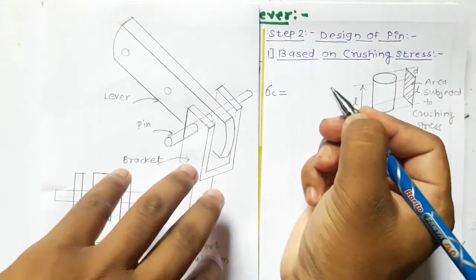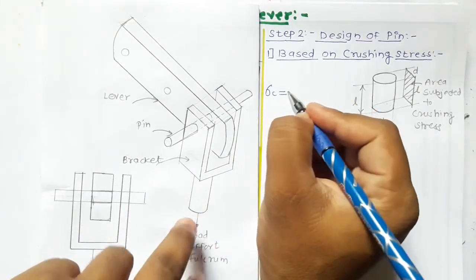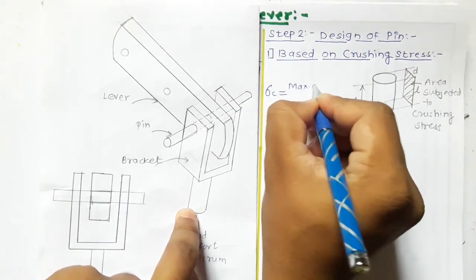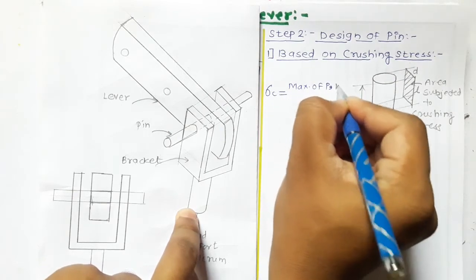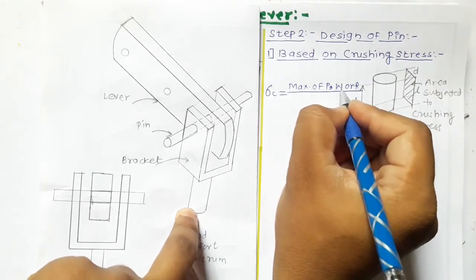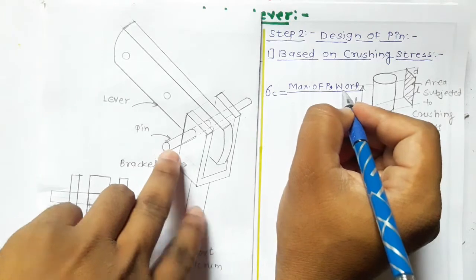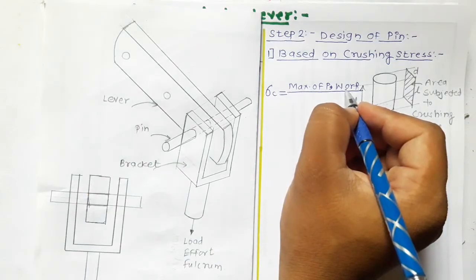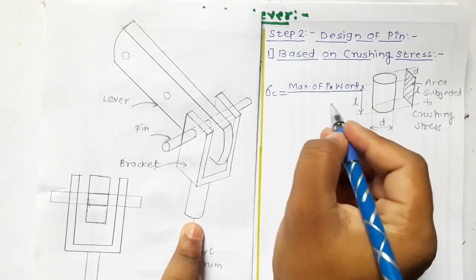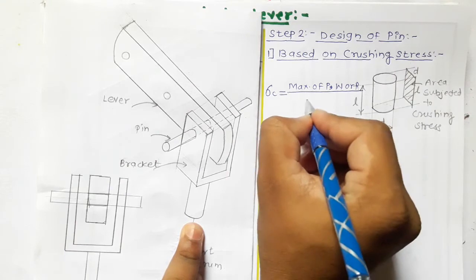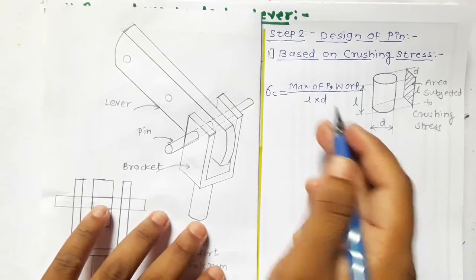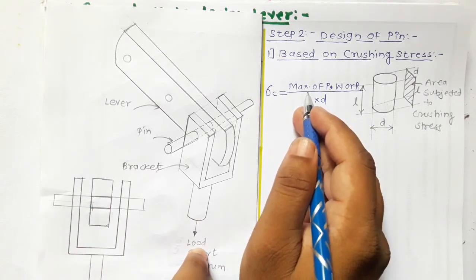We know that sigma c is equal to P upon A, but here for P we have to take the maximum of P, W or R, because we cannot always take P, and we cannot always take W. Depending on the maximum value of P, W or R, we have to select the value. So instead of P, we write the maximum value of P, W or R upon the area. Area is L into d. Okay, so this is the equation for crushing stress in the pin.